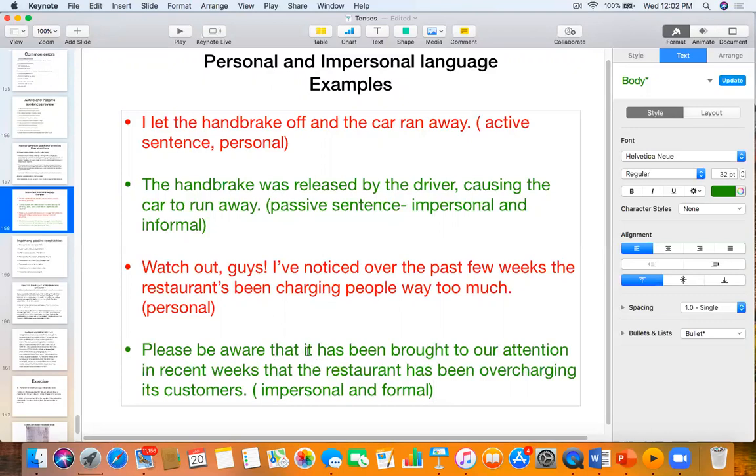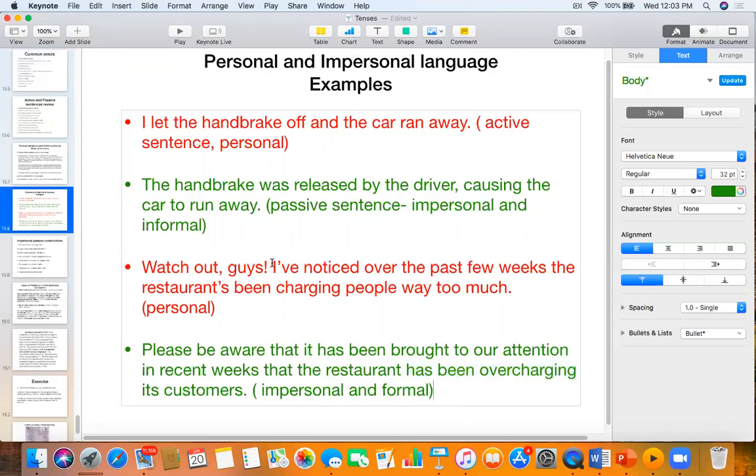Please be aware that it has been brought. Passive. Has been brought, that's passive. To our attention, in the recent weeks that the restaurant has been charging. See, has been charging, they're passive. This is, watch out, guys.